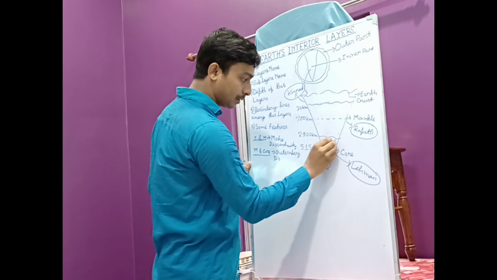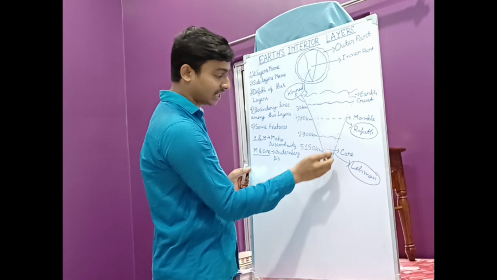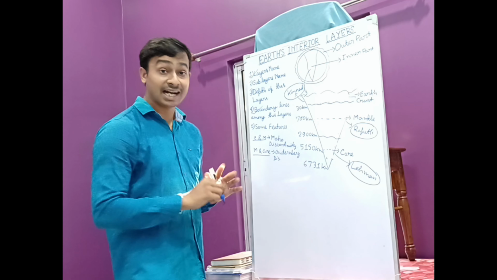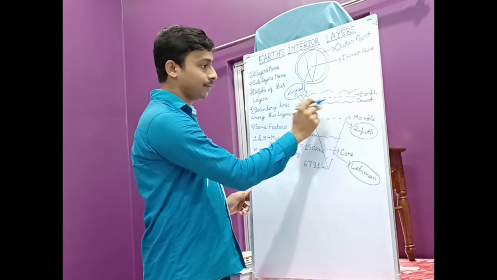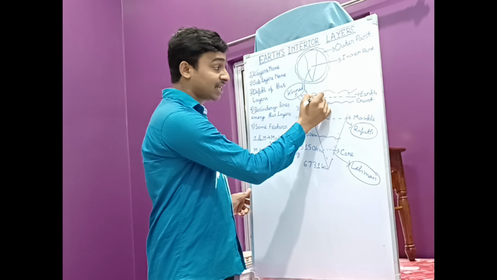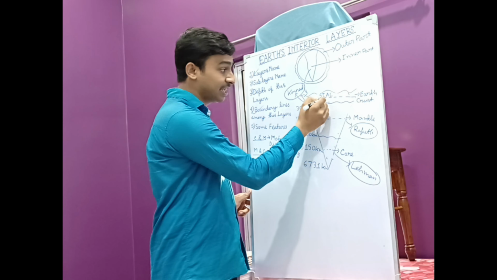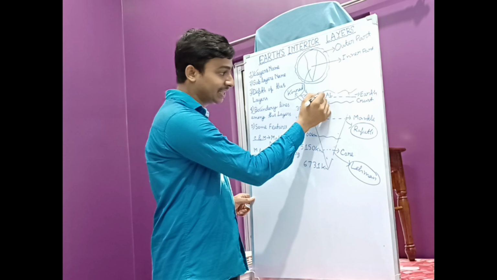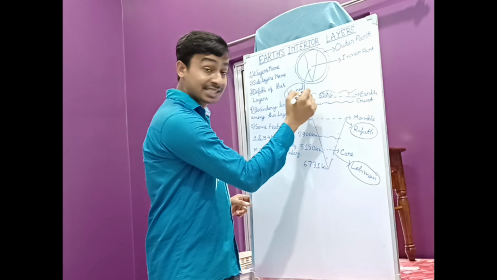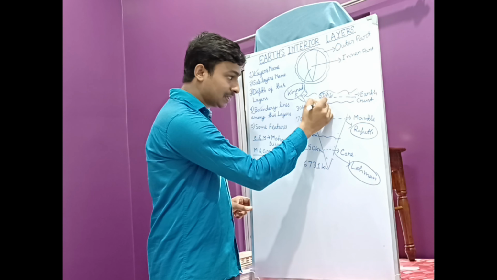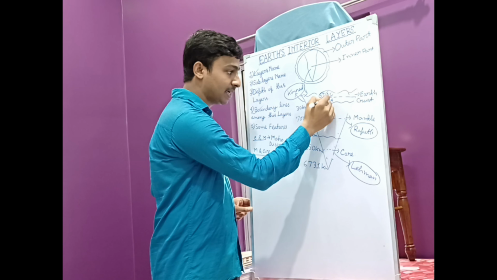Last, oceanic crust is composed of silica and magnesium. I repeat, first continental crust is composed of silica and aluminium. So this name is Sial, silica and aluminium. And oceanic crust is composed of silica and magnesium. So it is named Sima, silica and magnesium.